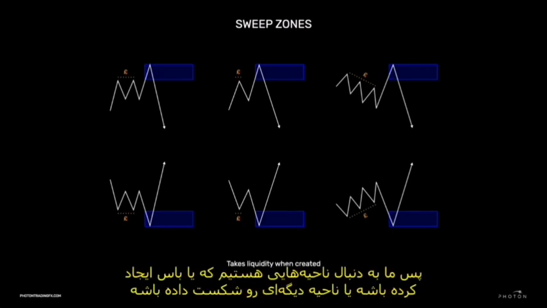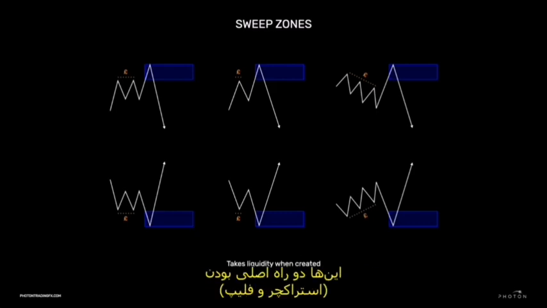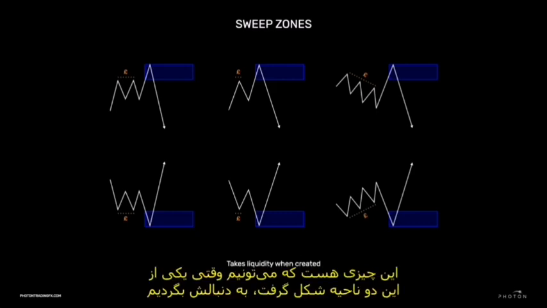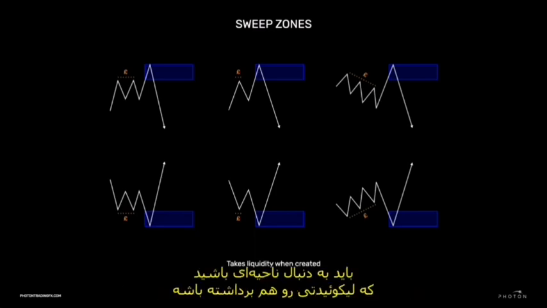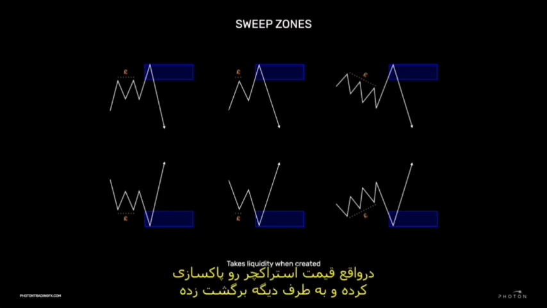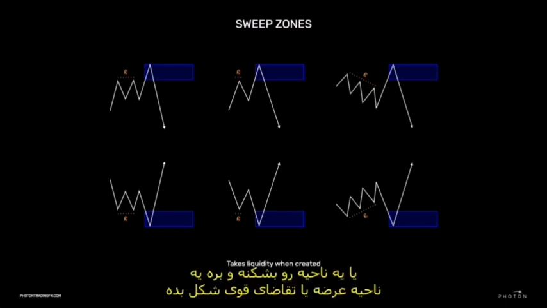Okay, so again, we're still looking for zones to either break structure or take out another zone, right? They're the two main ways, flip zones or structural zones. But this is just another thing that we can look for when those types of zones are created, which is whether or not they took liquidity. So if you were to define a sweep zone very simply, it's just a zone that takes liquidity when it is created. Price will sweep structure and then reverse the other way, breaking down through structure or taking out another zone to then create a strong supply or demand zone.